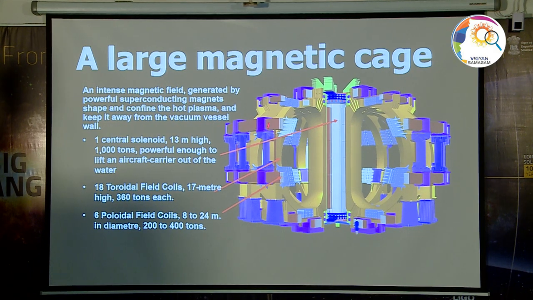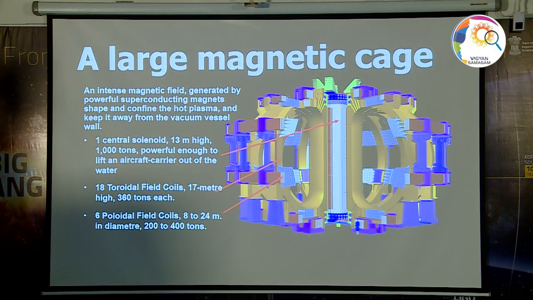Okay, the coils, they are 17 meters high each. It has a set of coils here, 17 meters each, and each is weighing 360 tons. Look at the massive numbers that I'm talking about. And then there are 6 poloidal coils, which are 200 to 400 tons, with different diameters, which are arranged in this direction.